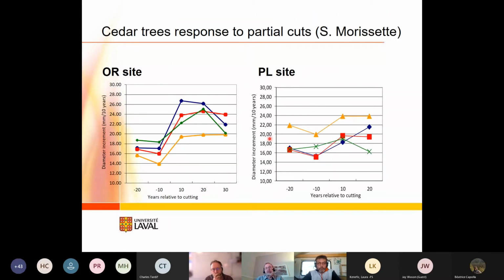Looking at partial cuts that we conducted a long time ago, 20 to 30 years, we found that cedar was able to respond quite strongly, especially here, to the cutting, and that this response lasted easily 20 to 30 years. You see here on this site, after 30 years, you still have growth which is higher than what it was before.